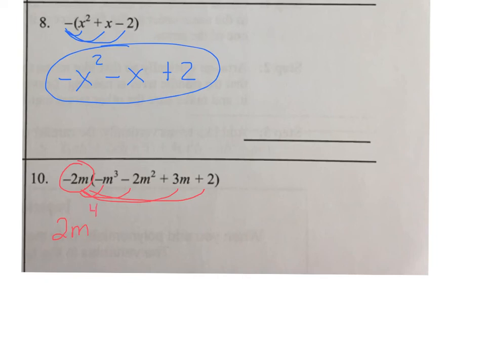-2m times -2m squared is going to be +4m to the 3rd. -2m times +3m is -6m to the 2nd. And -2m times +2 gives you -4m. Okay? Now, the degree of this polynomial right here is 4, because that's the highest degree of any individual term, and the leading coefficient is 2.